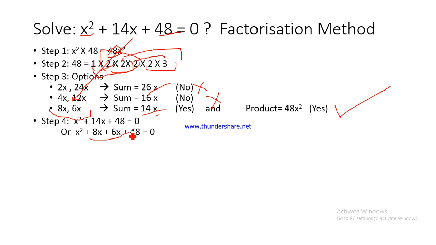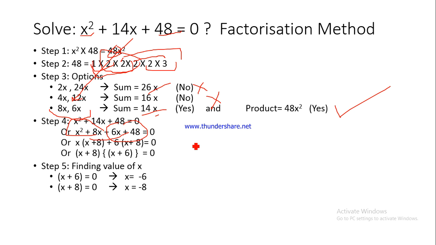So 14x becomes 8x plus 6x plus 48, and now using the same methodology we have taken the first 2 terms and the second 2 terms, the first pair and the second pair. Then we have taken out x from the first, and 6 from the second, and this gives us x plus 8 into x plus 6 equal to 0, which gives us the value of x equal to minus 6 and minus 8. Now the task for you is to verify these values on your own by putting these values in the original equation.